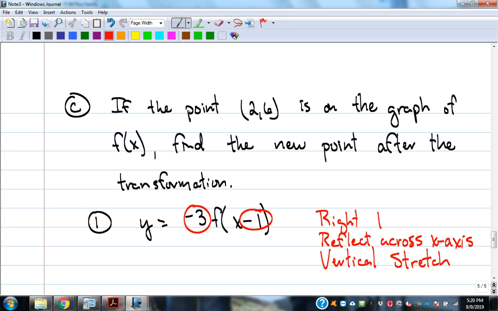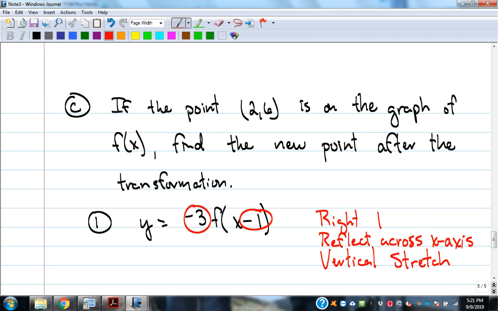So when you think about 2, 6, 2, 6 is up in the first quadrant. So it's a point. If we move it right 1, where's it at? 3, 6, right? And then I reflect it across the x-axis. Drops it down into the fourth quadrant. So what's it change about the ordered pair? What becomes negative? The x or the y? Remember, we were up here. We flipped it across the x-axis. The y value changed signs, right? So right now we've got 3, -6.